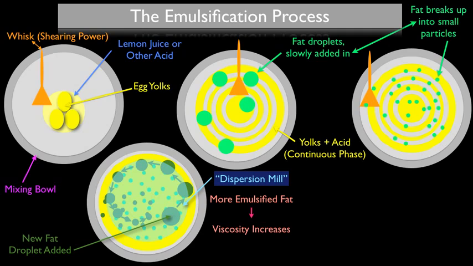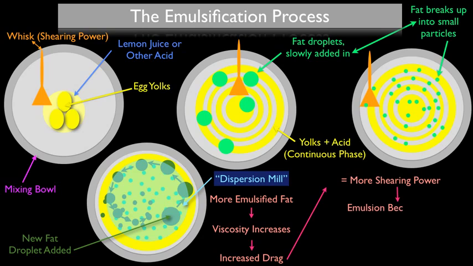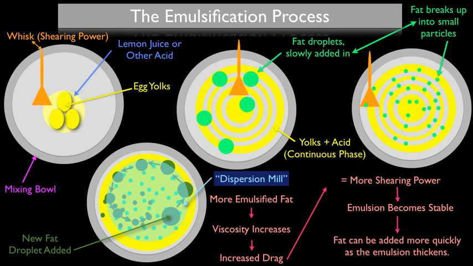And this happens because the more viscous or the thicker your emulsification becomes, you will have more increased drag on your dispersed phase, in this case the fat particles. And as these fat particles have increased drag on them, they will start to split up into a smaller dispersed phase. The shearing power will actually increase, and the emulsion by nature will become more stable because you have a smaller dispersed phase. And because of the viscosity acting as a stabilizer, and because of the already dispersed fat acting as our dispersion mill, towards the end of the emulsification process, you can actually add the fat more quickly.